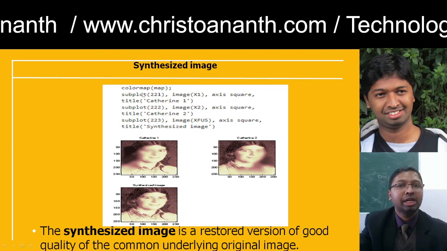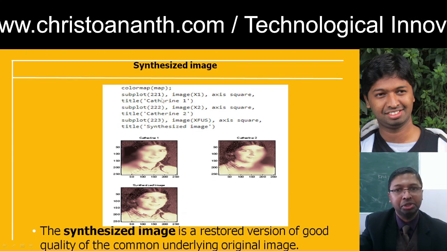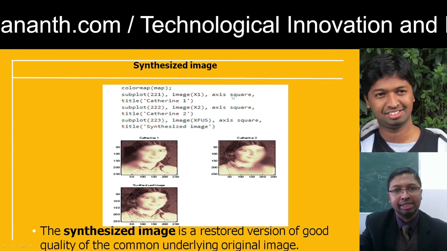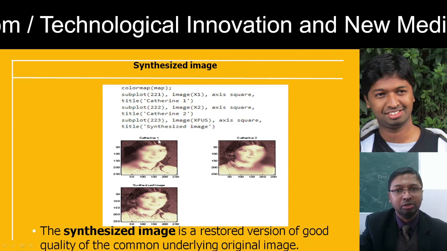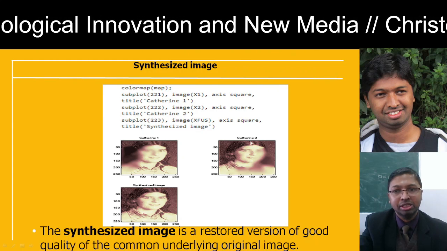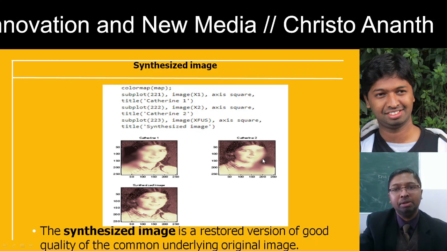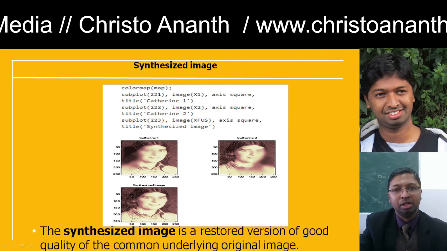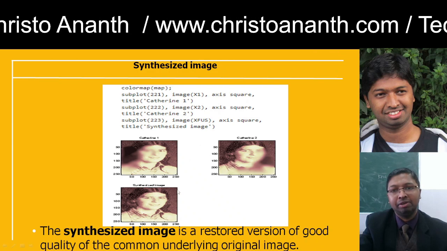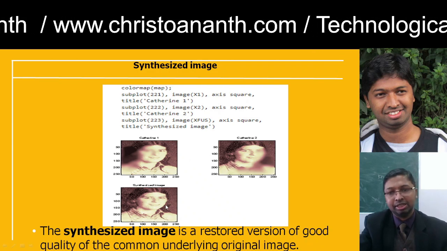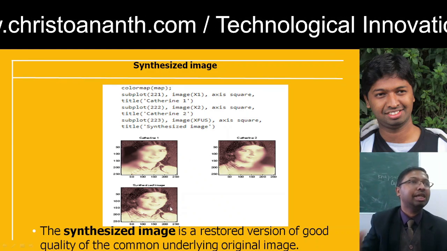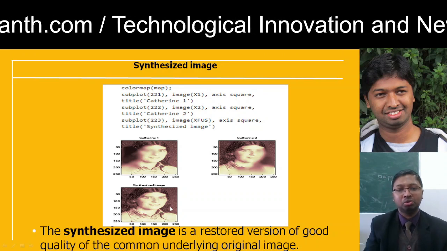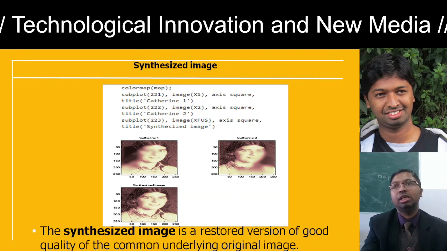Okay. So color map, you will have the subplot 2 2 1, image x1, axis square. The title you will have Catherine 1. And the second one, subplot 2 2 2, image x2, axis square, title Catherine 2. So subplot you will have 2 2 3, image you will have X fusion. Okay. This is the synthesized image. So here it's actually a restored version of good quality of the common original image.